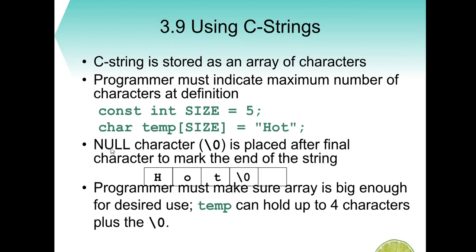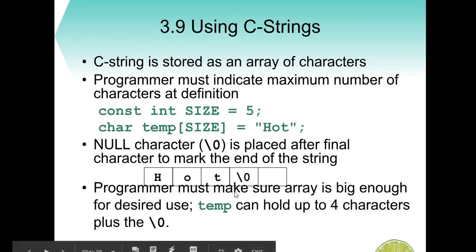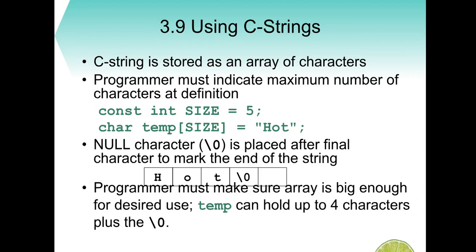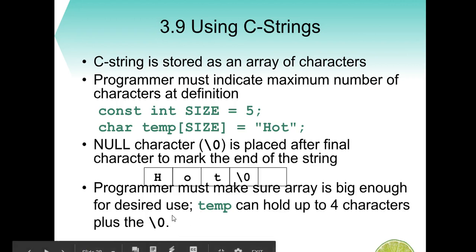At the end of the string, we don't see it, but there is a null character, represented by \0, placed after the final character marking the end of the string. Whenever you work with strings in C++, this is done whether you see it or not. So you have all the characters and then a final marker to the string. Programmers have to make sure that the array is big enough for the desired use. So temp can hold up to 4 characters plus the end of line character.